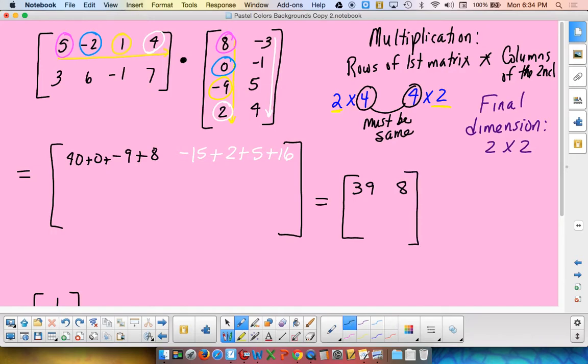Now, how did I know to end my matrix? Well, for two reasons. I have now taken the top row times every single column, and the fact that I know this answer is going to be a 2 by 2.